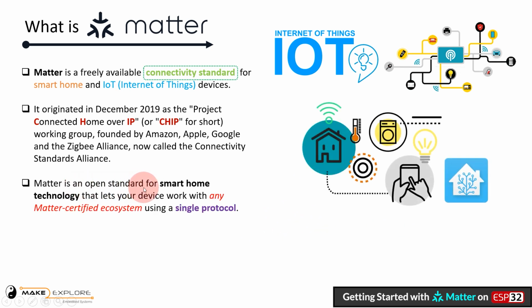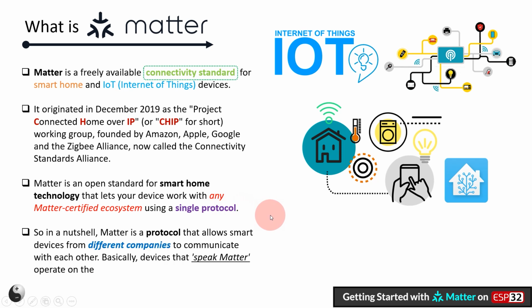Basically, Matter is an open standard for smart home technology that lets your device work with any Matter-certified ecosystem using a single protocol. Hence, in a nutshell, we can say Matter is a protocol that allows smart devices from different companies to communicate with each other. Basically, devices that speak Matter operate on the same commands.